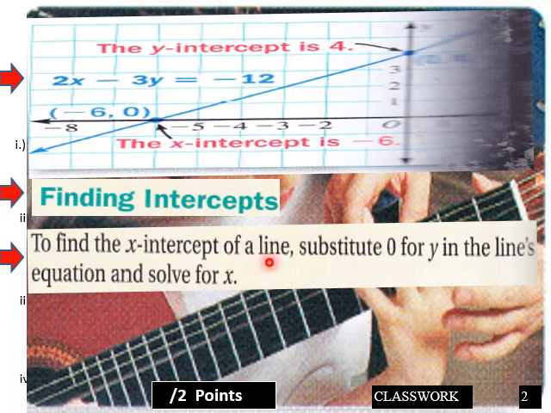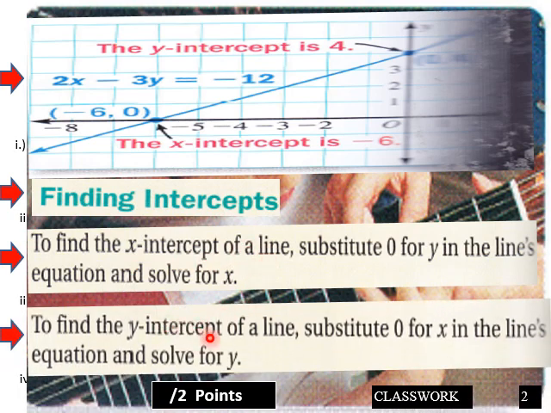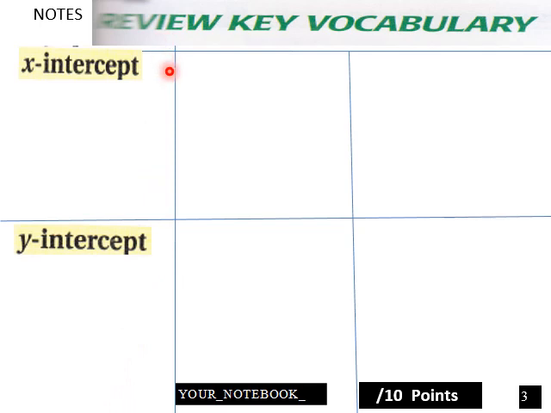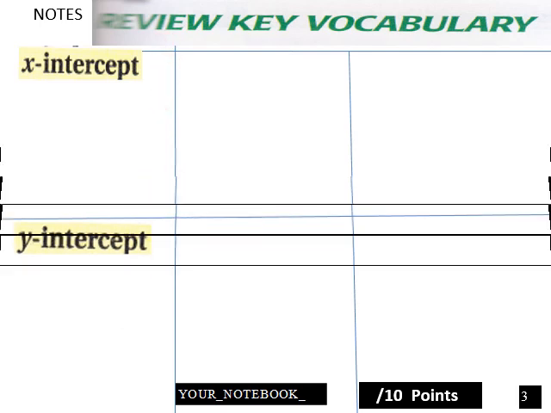Finding intercepts. To find the x-intercept of a line, substitute 0 for y in the line's equation and solve for x. To find the y-intercept of a line, substitute 0 for x in the line's equation and solve for y. Students, in your own words, define x-intercept and define y-intercept.